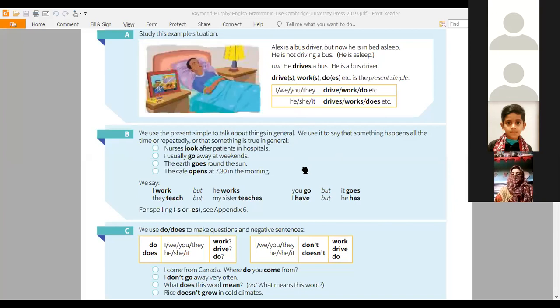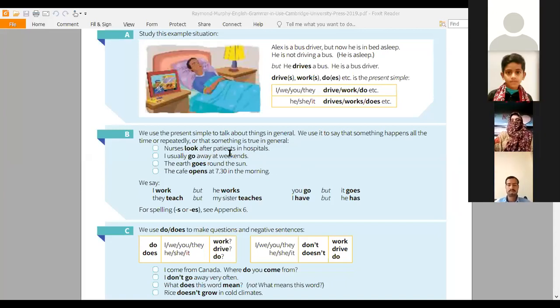With present simple tense, we normally use every day, daily, every week, once in a week, once in a month, once in a year, all the time. So these are the time adverbs that we use with present simple tense. Like nurses look after patients in hospitals. So see, the verb formula is also different. In present continuous tense, we use is, am, are along with the fourth form of the verb, the ing form. But in present simple tense, we don't use any is, am, are and we use the verb first form. Nurses look after patients in hospitals.